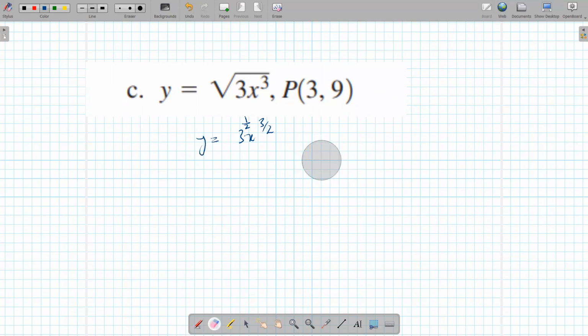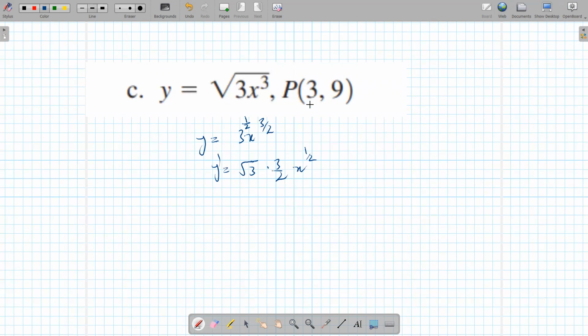And now we're going to find y prime. In fact, 3 to the power of 1 over 2, you can just write that as √3. That's going to be your a value. And we're going to bring the 3 over 2 down. What's 3 over 2 minus 1? Three over 2 is 1.5, right? 1.5 take away 1, you get a half. And there you go. That's our y prime.